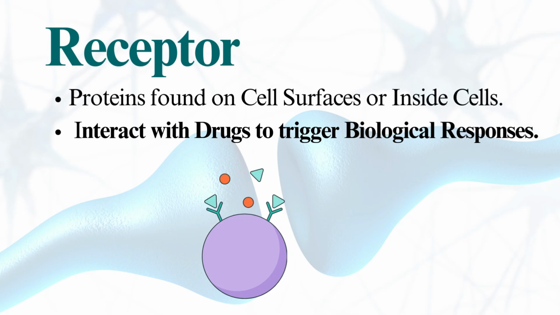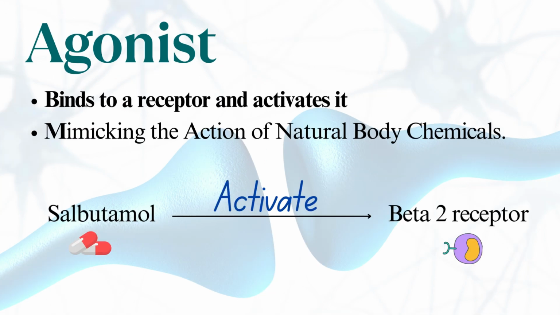Receptor. Receptors are proteins found on cell surfaces or inside cells that interact with drugs to trigger biological responses. Agonist. An agonist is a drug that binds to a receptor and activates it, mimicking the action of natural body chemicals. Example: salbutamol activates the beta-2 receptor, so it is called a beta-2 agonist.